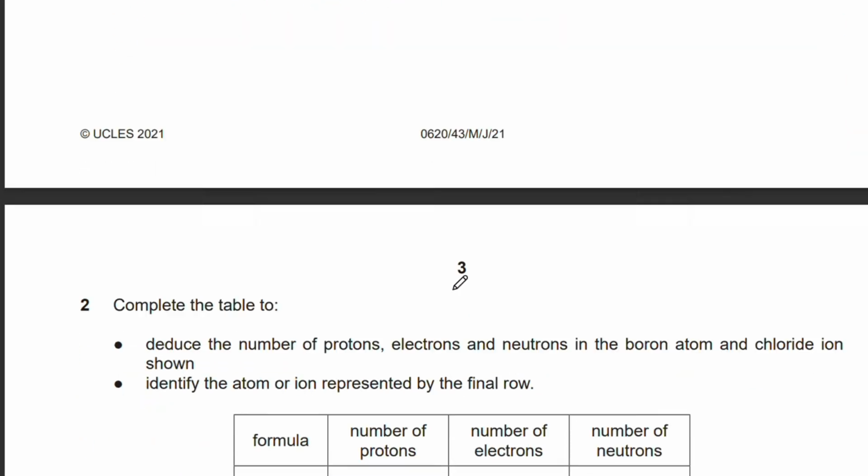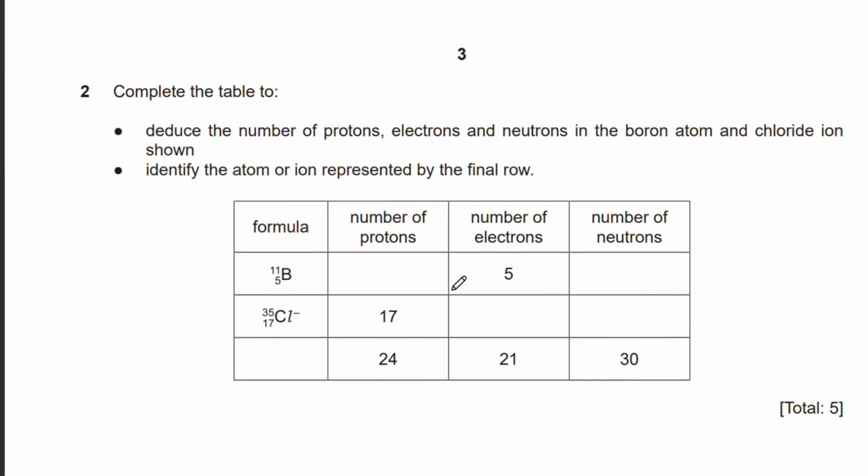Okay, coming on for the next question. Complete the table 2. Deduce the number of protons, electrons and neutrons in the boron atom and chloride ion shown. Identify the atom or ion represented by the final row.